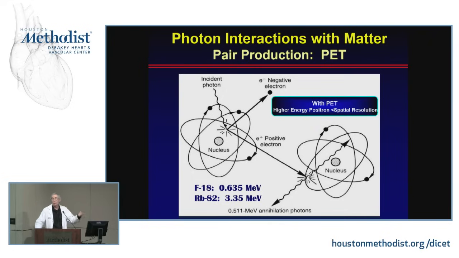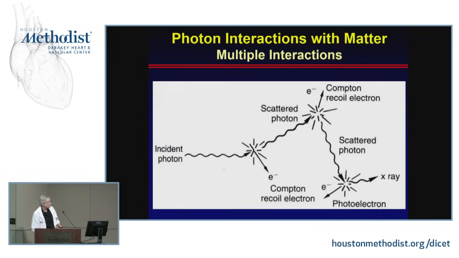Okay, so PET agents with short positron ranges that have low energy give you better spatial resolution from a theoretical point of view than those that have higher energy.